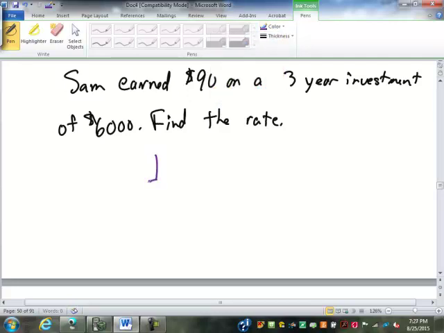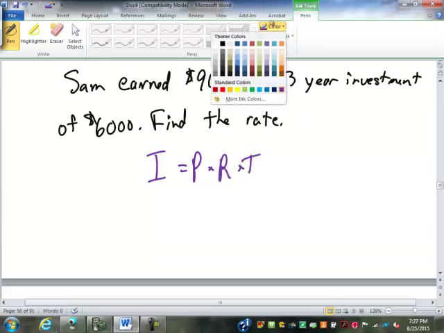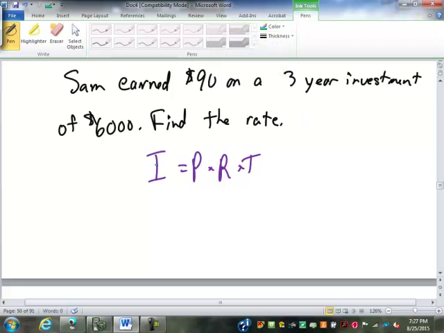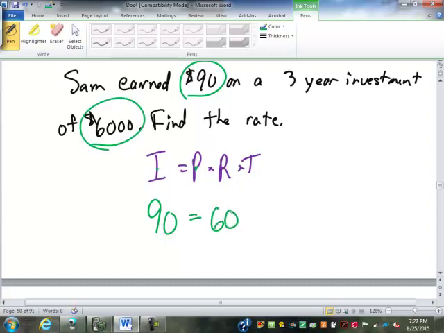So same formula. I equals P times R times T. I again is the amount of interest, which is $90. P is the principal or the starting amount. In this case, that is, careful, 6,000, right? Times R is the rate. In this case, that's what we're looking for. That's our variable. T is time. And in this case, that is 3.